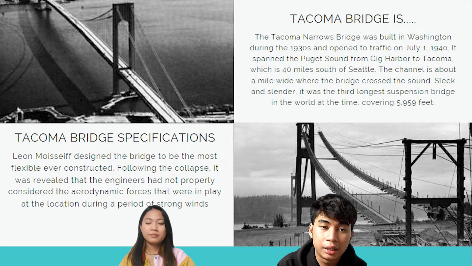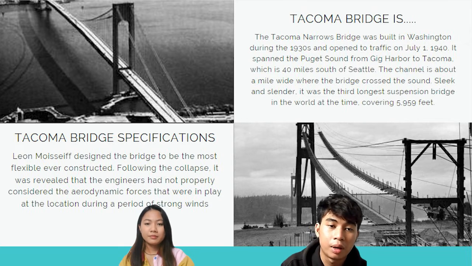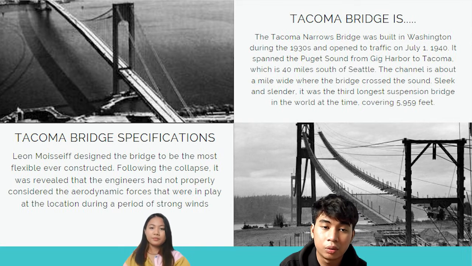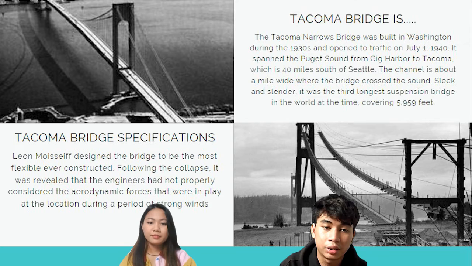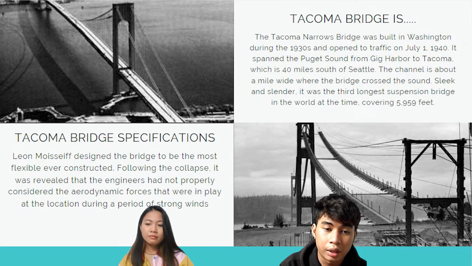In 1940, the Tacoma Narrows Bridge opened the traffic between Tacoma, Washington, and the Kitsap Peninsula. At the time, it was the third longest suspension bridge in the world. Leon Moisseiff designed the bridge to be the most flexible ever constructed. Engineers of the time believed that the design, even though it exceeded a ratio of length, depth, and width that had previously been standard, was completely safe.